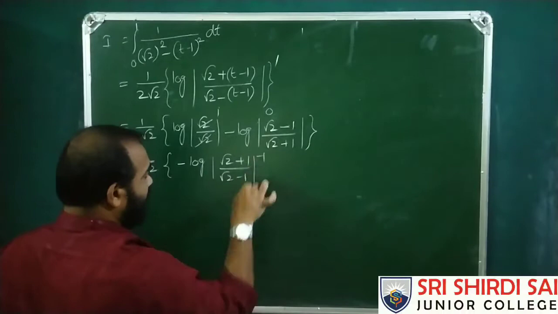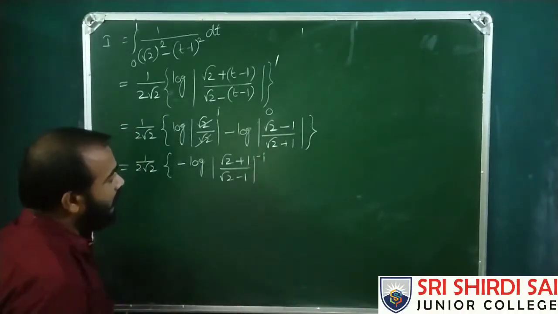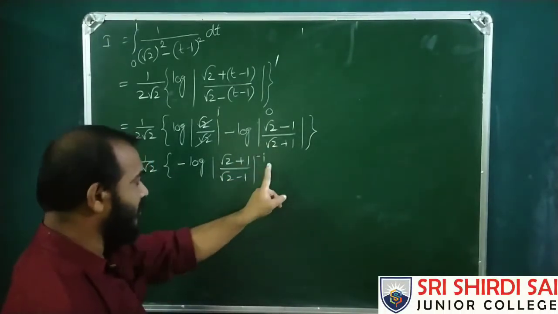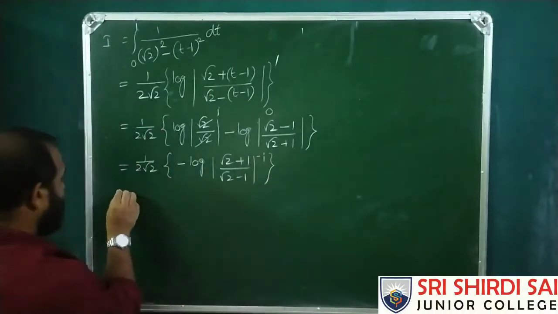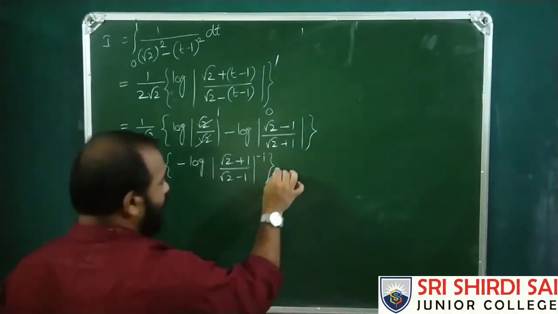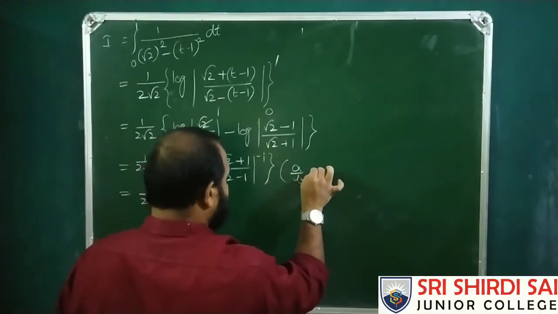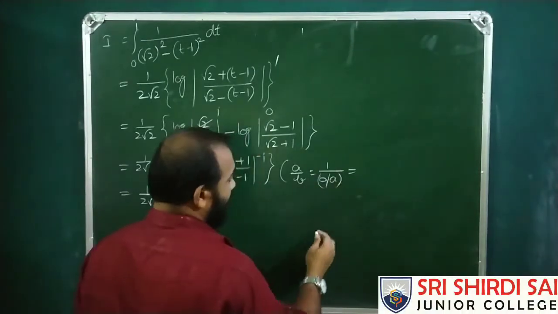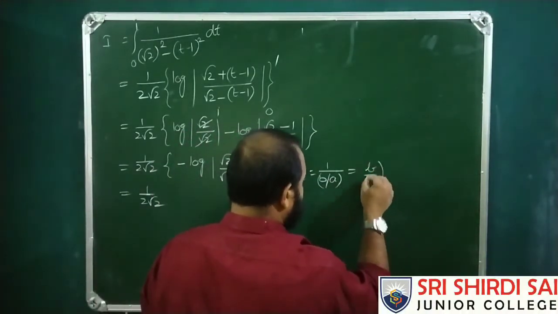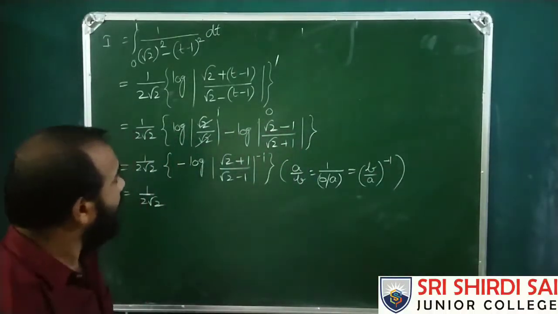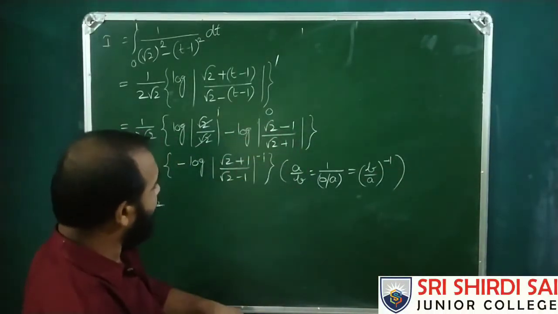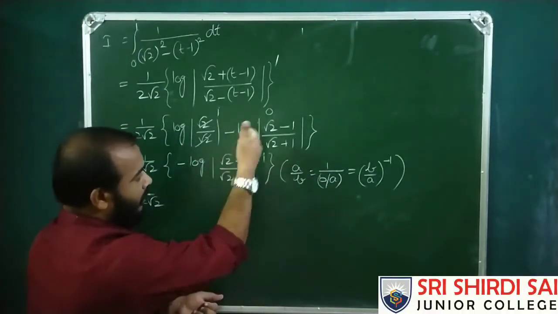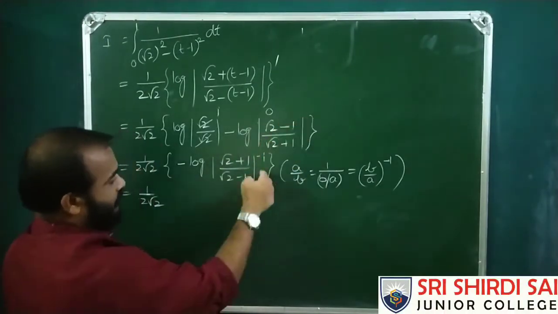a by b can be written as 1 by b by a, or b by a inverse. So this is 1 by 2 root 2. Again I am telling you, a by b can be written as 1 by b by a, or further 1 by b by a is b by a inverse. So that is why, this is a by b, I have written it to be 1 by b by a or b by a inverse.